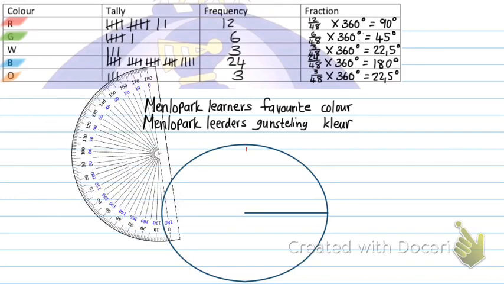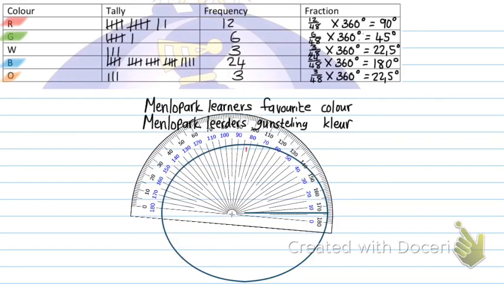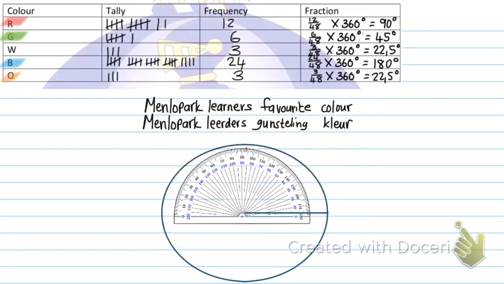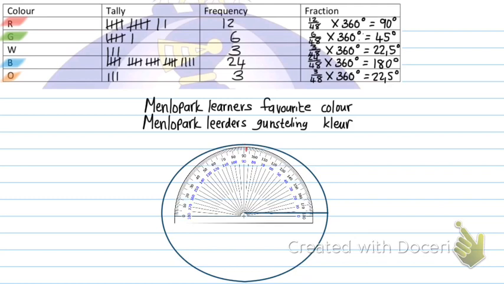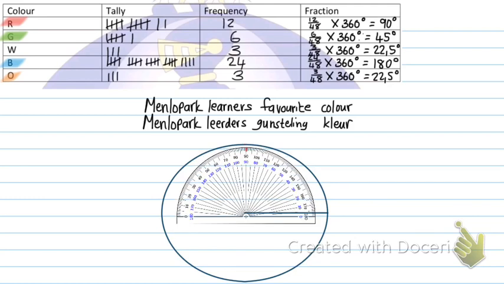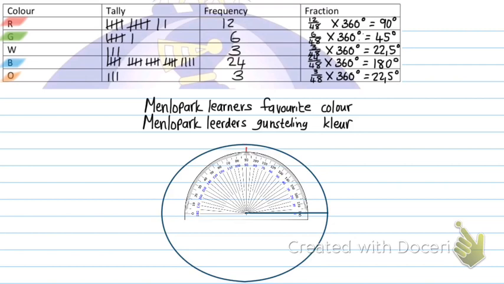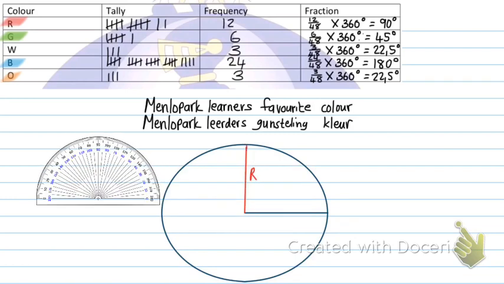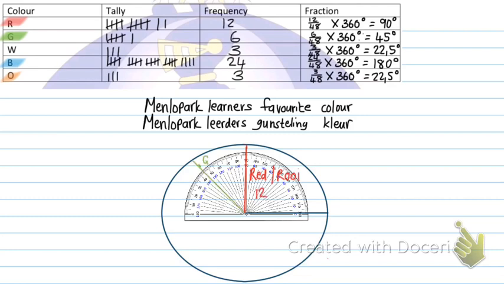So I take my protractor and I put it exactly in the middle and exactly on the line. So, oh goodness, there we go. So put it exactly there, make a little mark at 90 degrees and draw a line. So the red ones are 90 degrees and 12. 12 of the people like red.